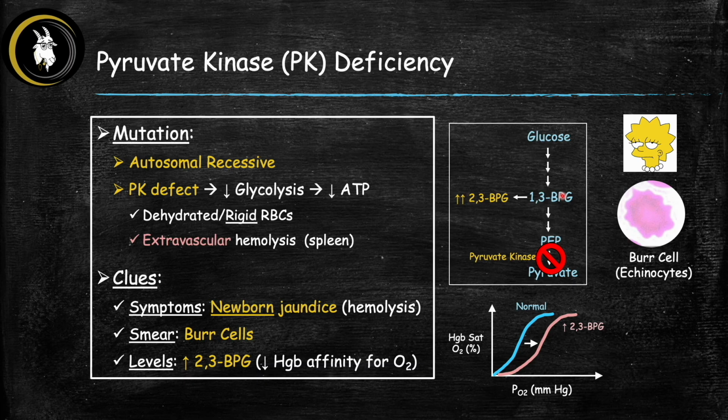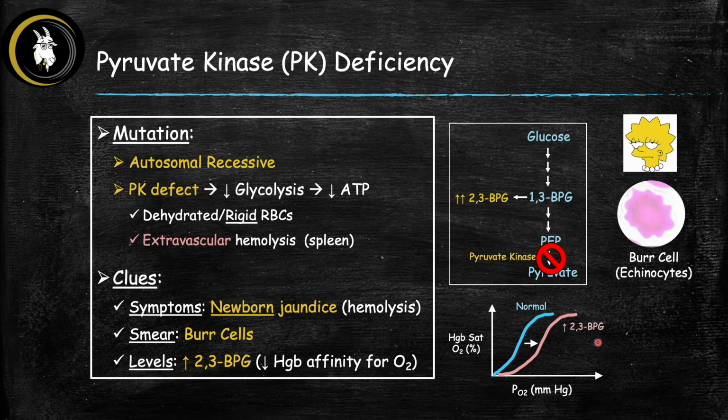Now, the main effect of high levels of 2,3-BPG is decreased affinity of hemoglobin for oxygen. So if we look here on the oxygen hemoglobin dissociation curve, what we see is that compared to normal, we have a rightward shift in the curve with high levels of 2,3-BPG. And what this means is that the hemoglobin has less affinity for oxygen.